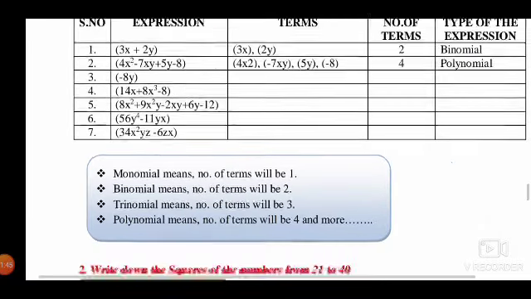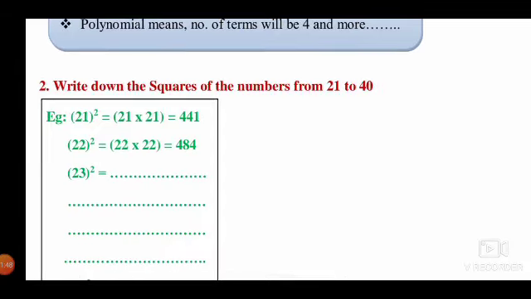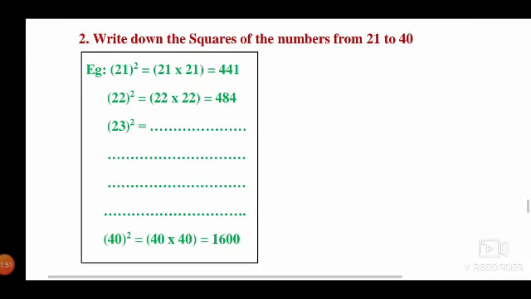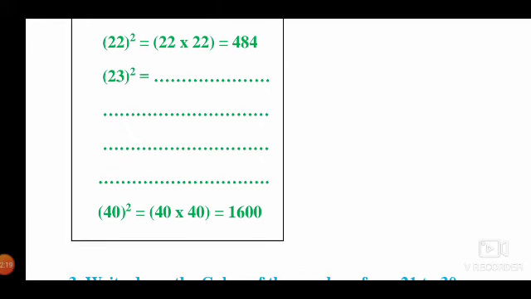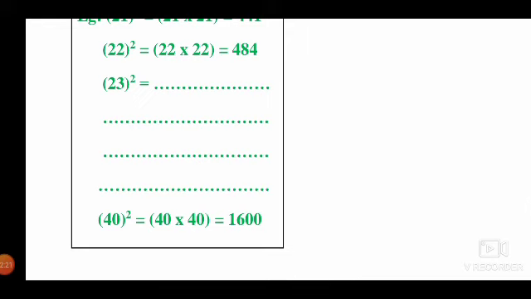Now for the second Roman letter, write down the squares of the numbers from 21 to 40. For example, I have given two examples. 21 square means you have to write 21 into 21. Multiply and write, that is 441. 22 square means 22 into 22, that is 484. 23 square means you have to write 23 into 23 and write down the value. Similarly up to 40. 40 square means 40 into 40, that is 1600.